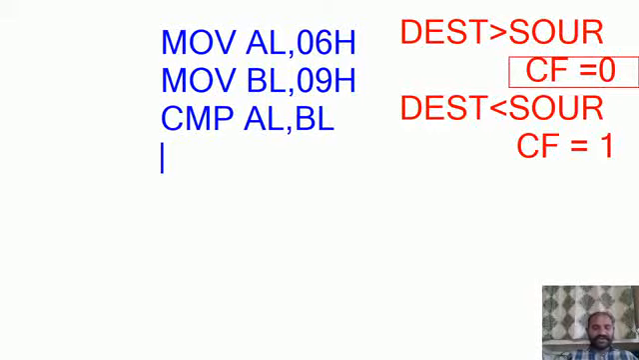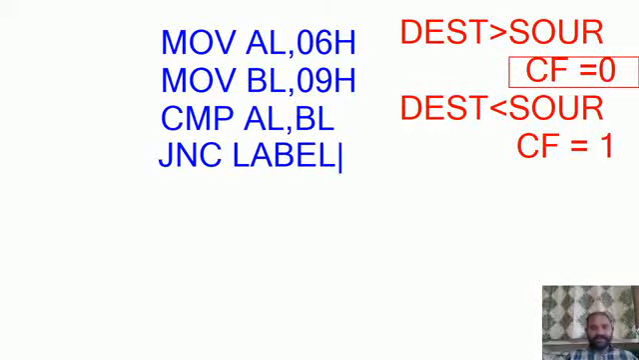For carry flag equals 0, I'm taking one conditional jump instruction, which is JNC, jump on no carry. When the CF equals 0, jump. So, jump on no carry, and I'm just taking the label. If the destination is greater than the source, we don't have the carry, so obviously the JNC instruction is going to be true and there is no need to take the BL value into the AL.